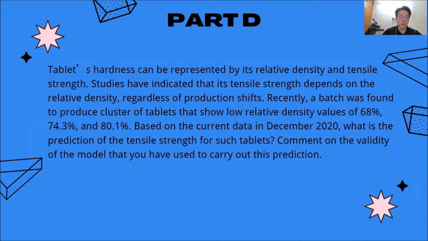Hi, my name is Lajak from Group H, and today I'm going to present part D of our report. So this is the question for part D. We are going to find the prediction of the tensile strength for tablets that show low relative density values of 68%, 74.3%, and 80.1%. And we also comment on the validity of the model that we have used to carry out this prediction.